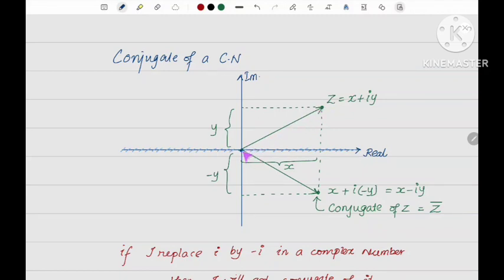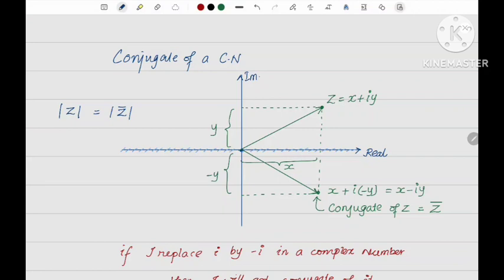A few more important things to understand here is that you can see these two vectors are of the same length, because these points are mirror images of each other about the real axis. So mod z, the modulus of z, is the same as the modulus of z bar. That means the magnitude of a complex number is the same as the magnitude of its conjugate.